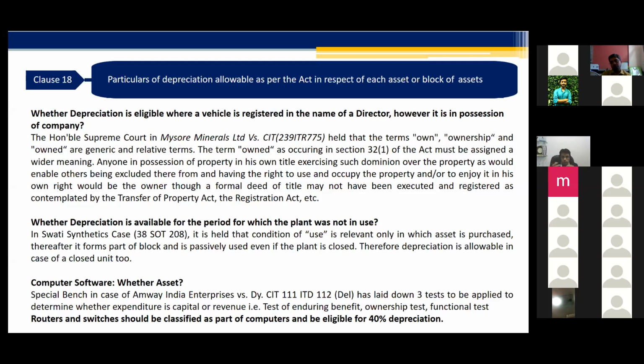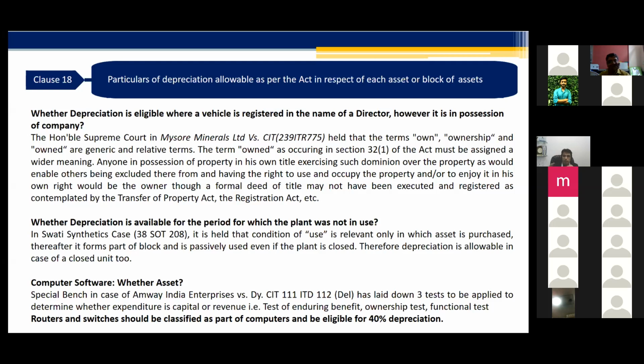There are judgments of Scottish Synthetics, and there are many more judgments. I have just brought in one particular small judgment, because of which the depreciation would be allowed. So even if it is not used for a temporary period, the depreciation will be allowed, number one.